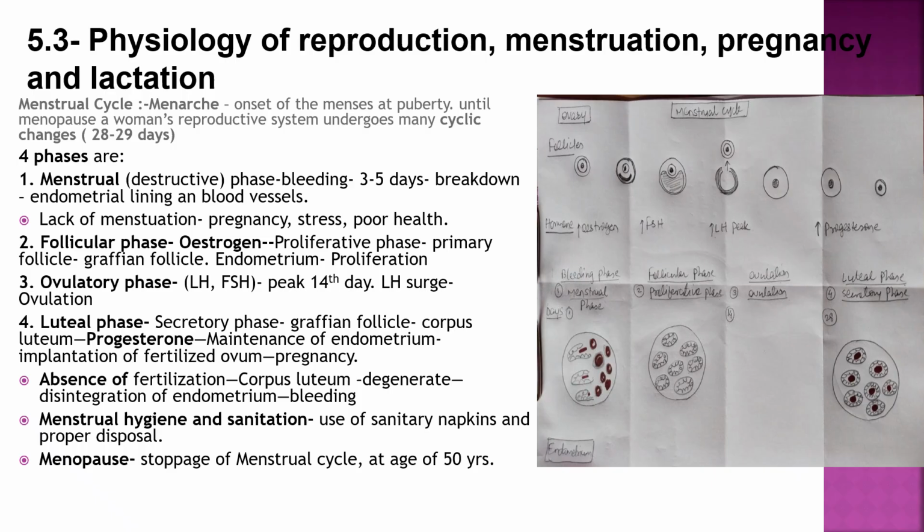In the absence of fertilization, the corpus luteum degenerates, there is disintegration of the endometrium, and then the bleeding phase. Menstrual hygiene and sanitation should be properly maintained by use of sanitary napkins and proper disposal of the sanitary napkins. The menopause is the stoppage of the menstrual cycle, and it is at the age of around 50 years.